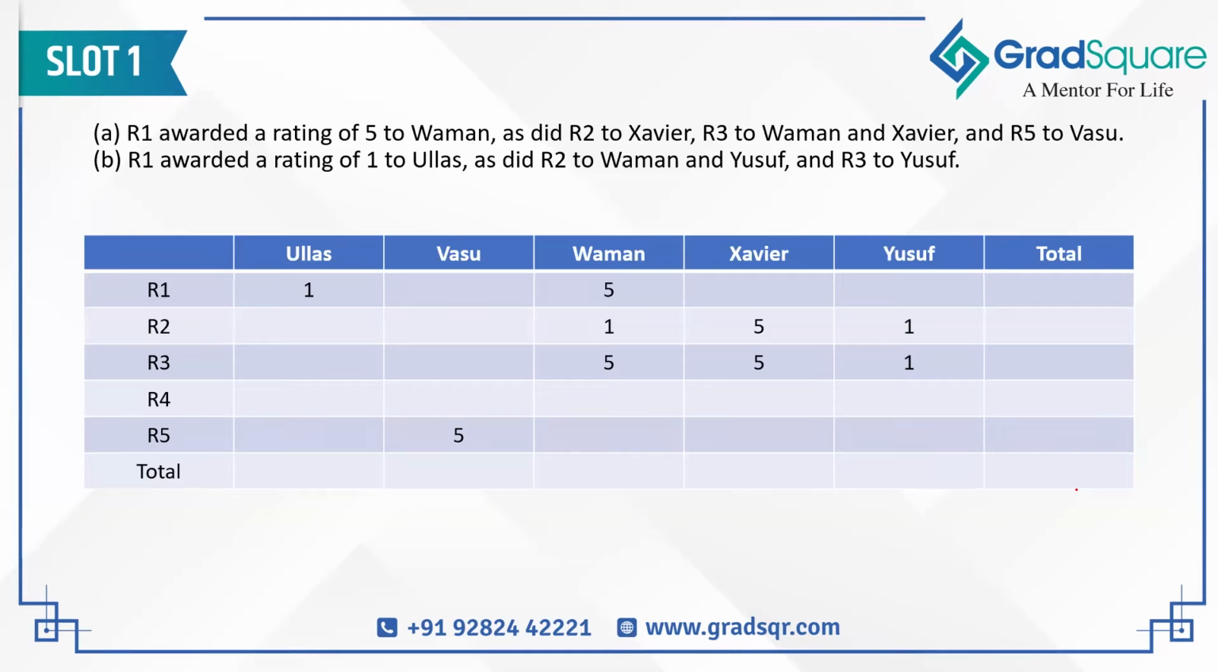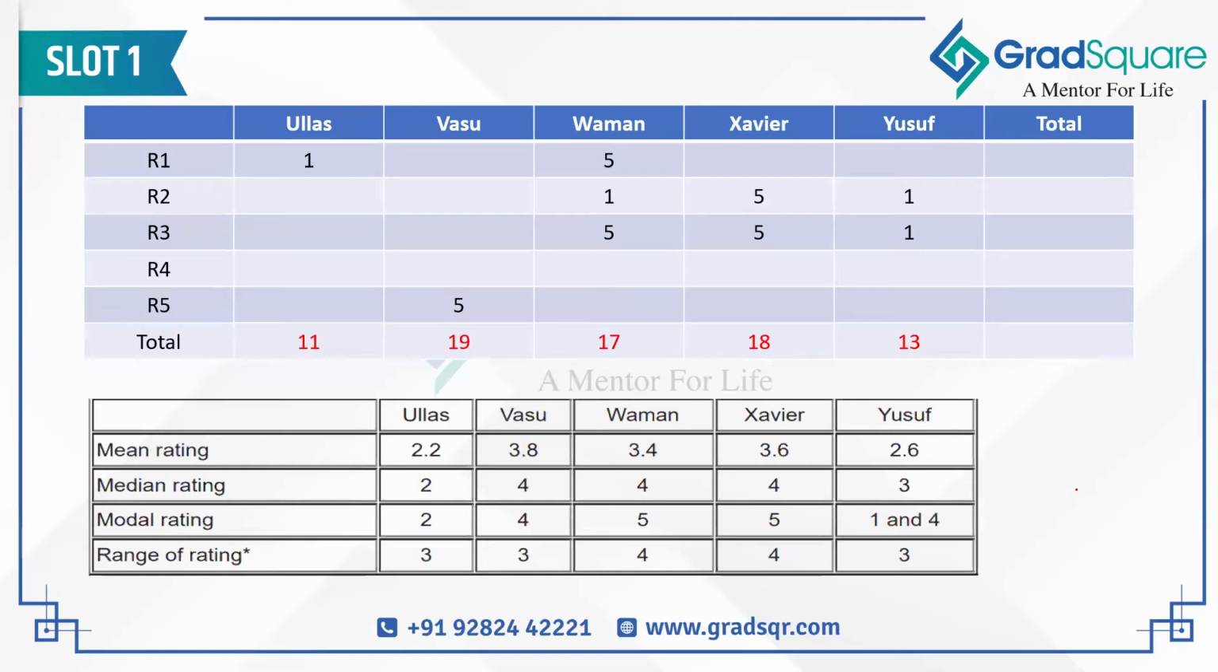Okay. Next, what we will do is that we will use this table which was given to us in the question itself. Specifically, we will use the mean ratings to calculate the sum total of all the 5 ratings given by the 5 restaurants for each and every worker. Why? Because if I multiply the mean by 5, I will get the sum total of all the ratings. Right? So using that, I have found out that the total rating received by Ullas is 11, Vasu is 19, Waman is 17, Xavier is 18, Yusuf is 13. So mean multiplied by 5 will give us this.